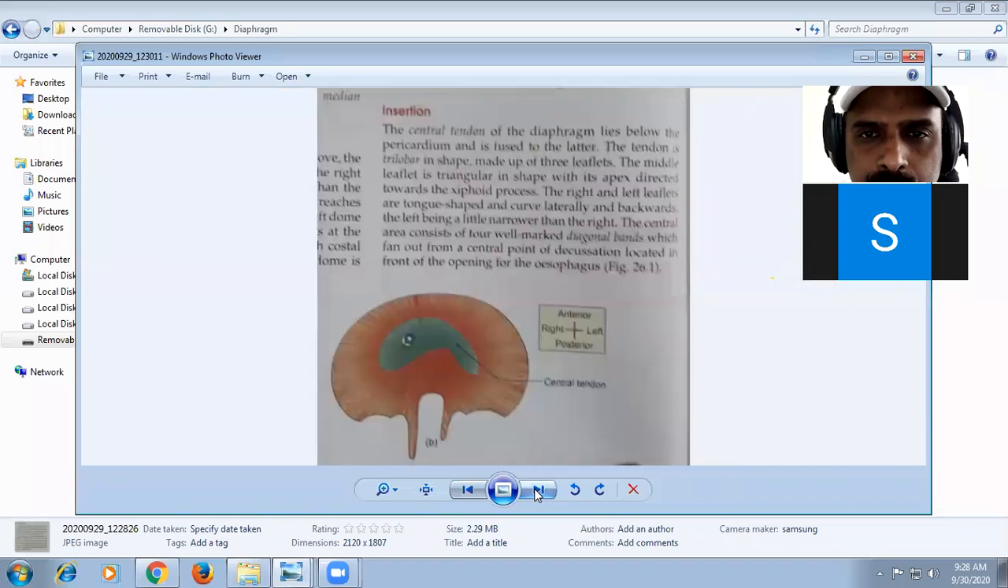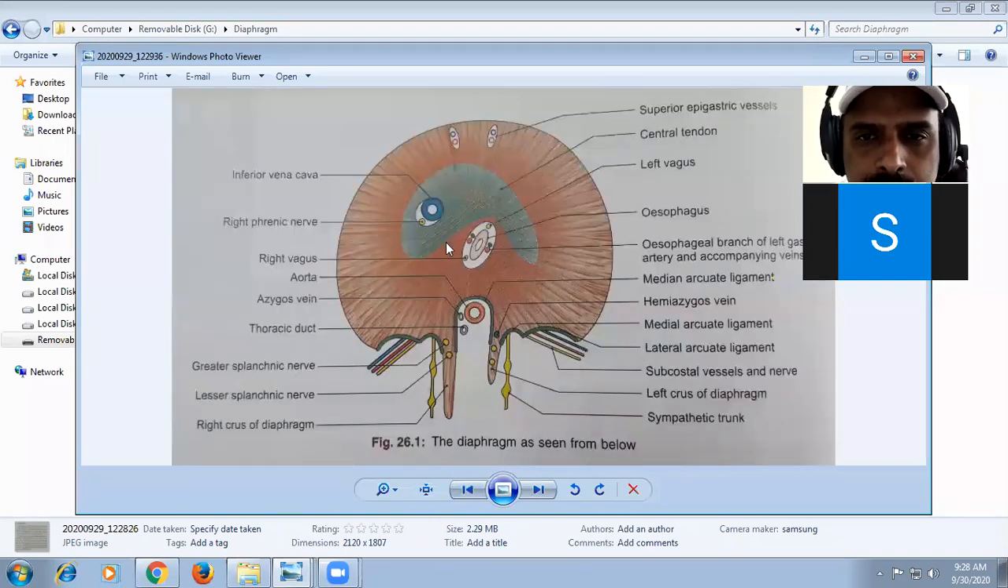Next, going to the insertion. In the superior view of the diaphragm, you can remember this is the anterior part and this is the posterior part. Almost all the fibers from the anterior, lateral and posterior come and attach, making the central tendon, and that is the insertion point of the diaphragm.